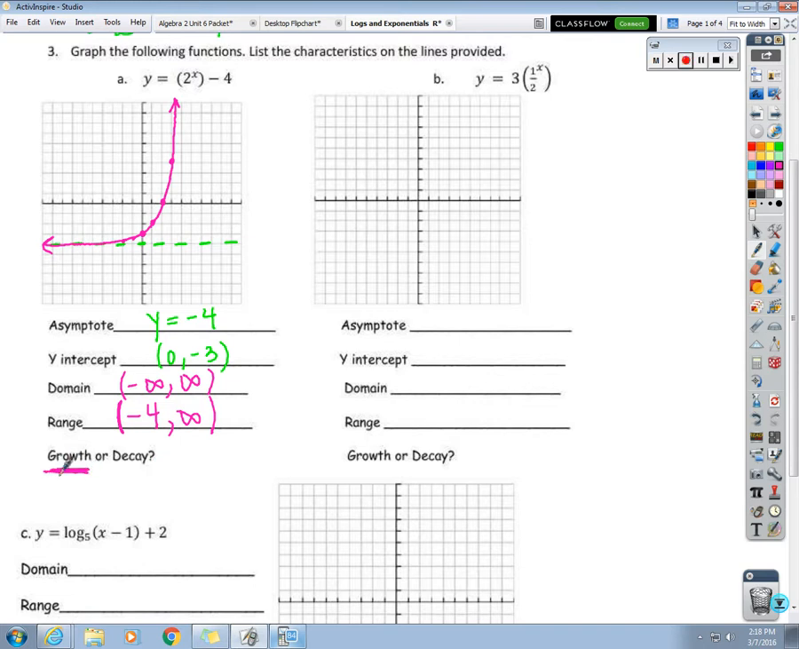Is this a growth or a decay? Growth. You can see that in two ways. You can see that it's going up from left to right, or you can see that the b value of it is 2. And when your b value is greater than 1, it's a growth.